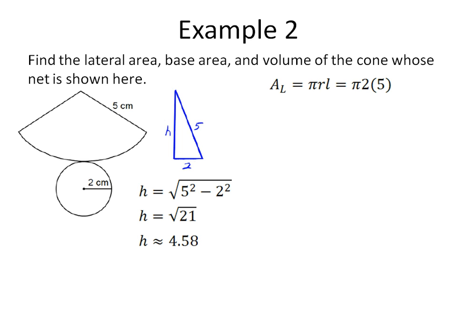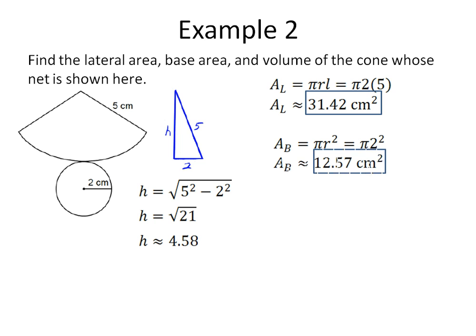All right, so the next thing we want to do is get the lateral surface area. The lateral area is given by the formula we talked about earlier, pi r times the slant height, which is pi times 2 times 5 for this particular cone. That gives us 10 pi, which is approximately 31.42 square centimeters. Okay, the base area will be given by pi r squared. Since we know the radius is 2, that's pi times 2 squared, which gives us 4 pi, which is approximately 12.57 square centimeters.